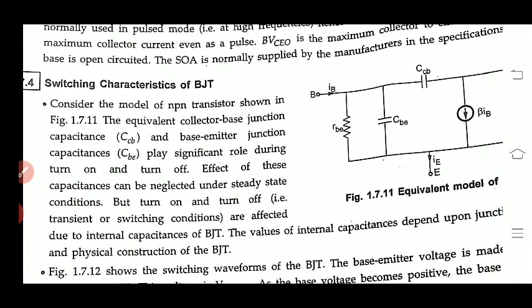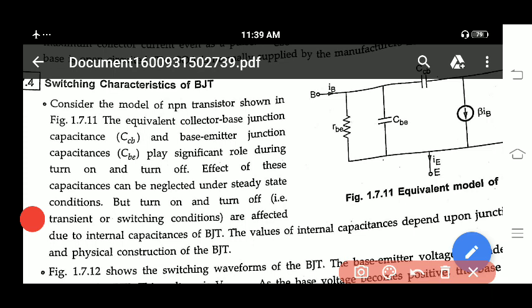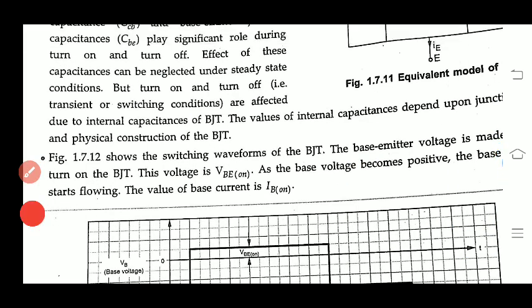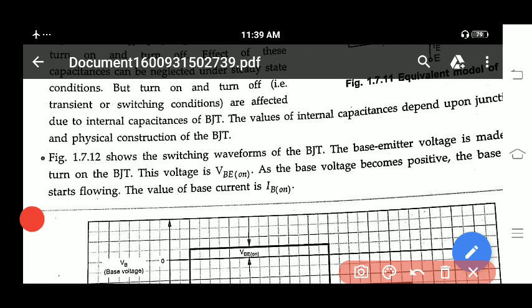In this section, we have seen that between collector and base there will be capacitance. It requires some time to charge this. Next, you have the base to emitter junction. There also it requires some time duration to charge this. Next, they have explained this graph. Just now what I have explained, we will see what they have written.